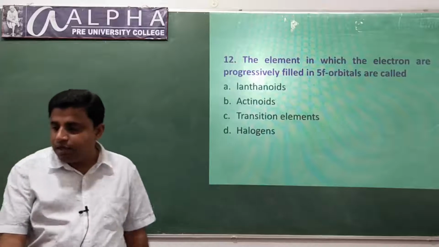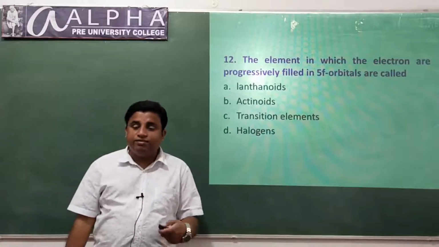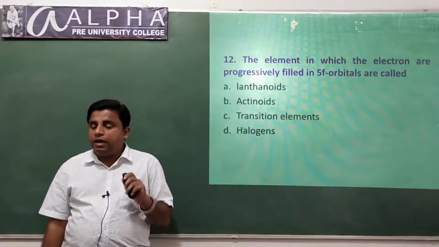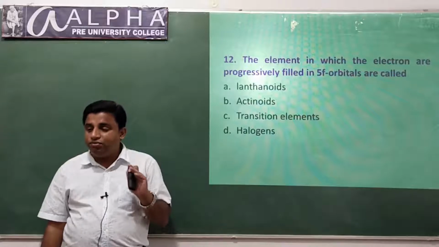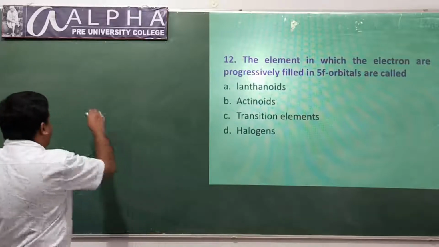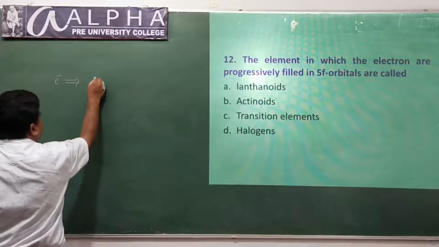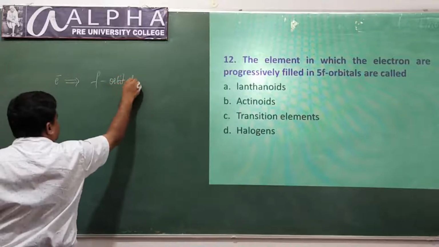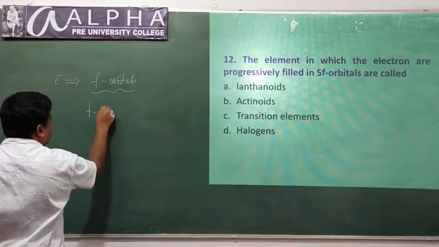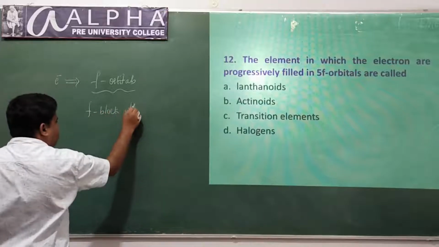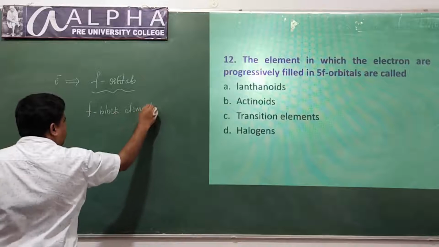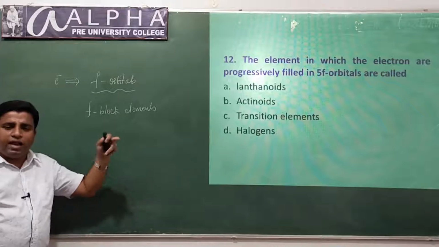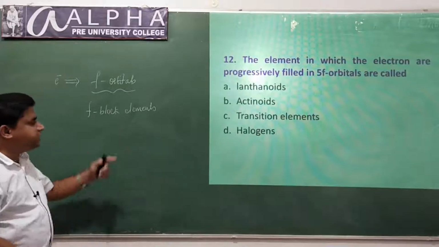The question says, the elements in which the electrons are progressively filled in 5f orbitals are called. If the electrons are filled in f orbitals, then we know they are f block elements, isn't it? Say yes or no. If the electrons are filled in any f orbital, if they are progressively filled in f orbital, they are called f block elements.